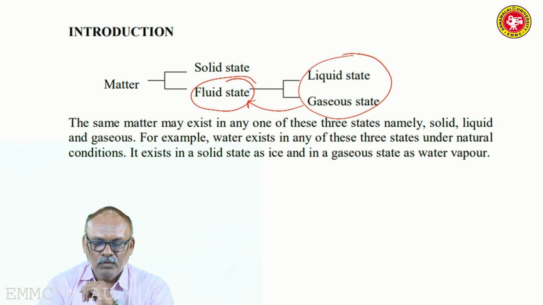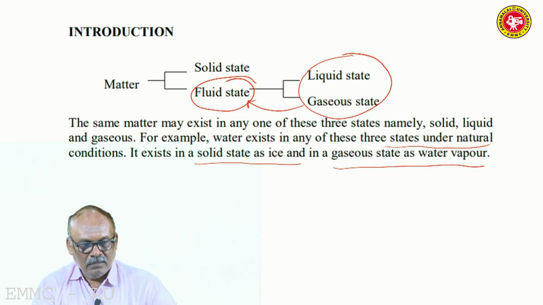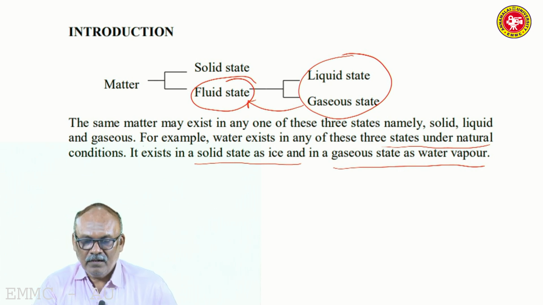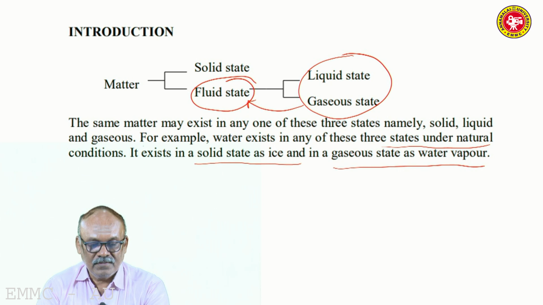For example, if you take water, it can exist in any of the three states under natural conditions. In liquid form as water, as we consume, and in solid state as ice, and in gaseous state as water vapor. So matter can exist in any of these three states, namely solid, liquid and gaseous. So water can exist in any of these three states under natural conditions itself. So in solid state as ice, in liquid state as water, and in gaseous state as water vapor.